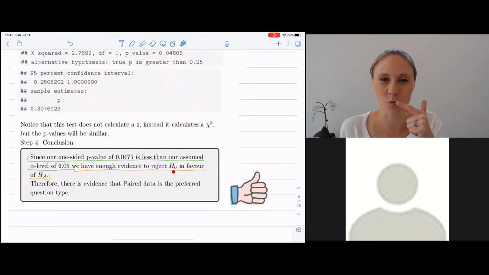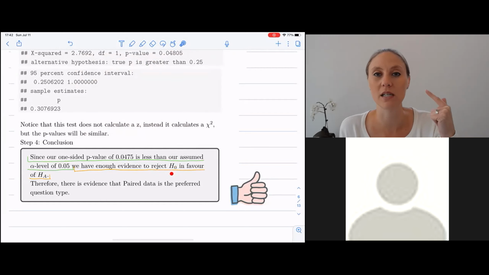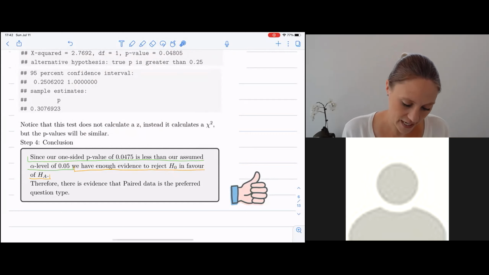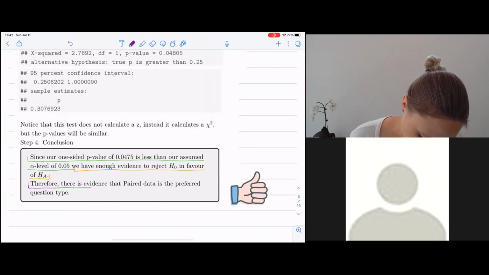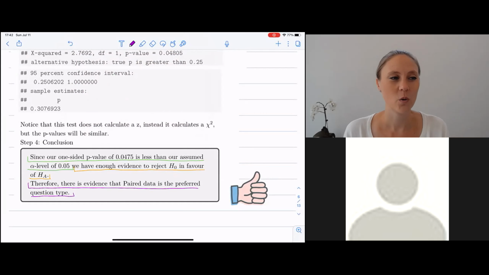I repeat, I do not want to see a conclusion in terms of the alternative hypothesis. It has to be in terms of the null hypothesis. Why? Because we did all our testing assuming the null hypothesis was true. So it's not until the very end that we can either reject H naught or fail to reject H naught. And then, of course, in terms of the question, there is evidence that paired data is the preferred question type. Cool.